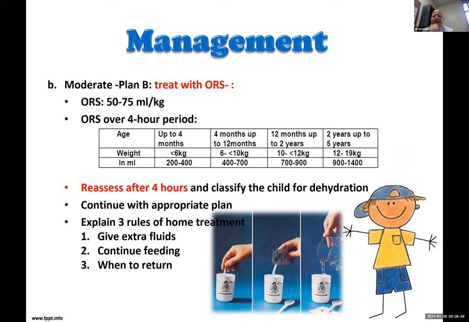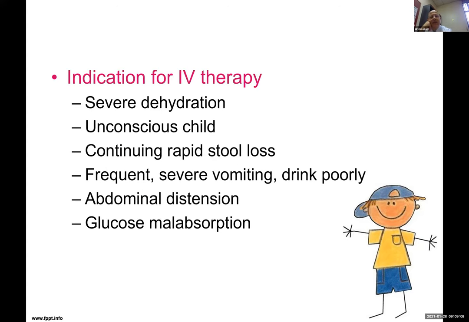And then reassess and reclassify the child for the dehydration. Continue with the appropriate plan, or explain 3 rules, which are extra fluid, continue feeding, and when to return. Don't forget that breastfeeding will not stop during the gastroenteritis.